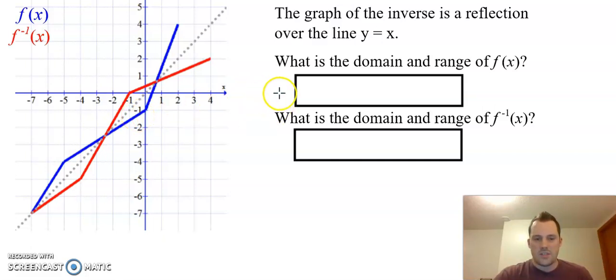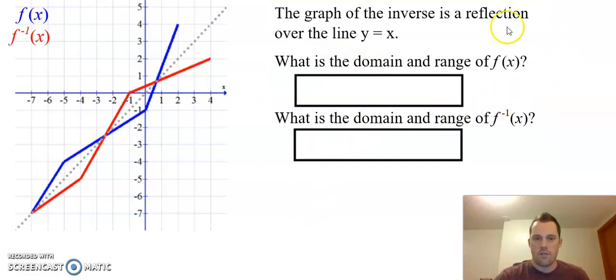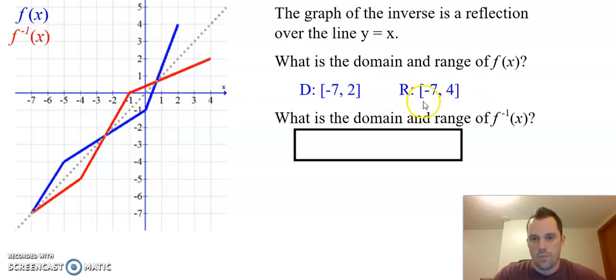And that's actually the same with our domain and range. We flip the x and y values around. So the domain and range of f of x, well, it goes from negative 7 to 2 for our x value. So our domain is negative 7 to 2. And then our range, it goes from negative 7 up to 4. So our range is negative 7 to 4.